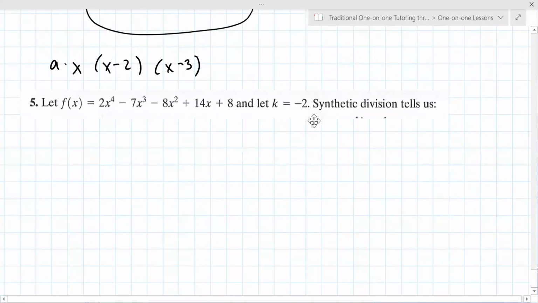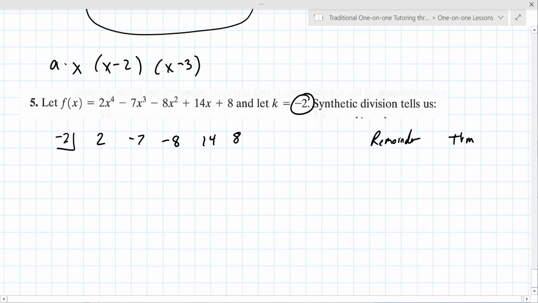All right, so there's this thing called the remainder theorem. Maybe you saw that in class. The remainder theorem basically says that whatever the remainder is, that's the output when you put that number into the function. If you had a calculator, you would just put that number in and get the output. But since you don't have a calculator, you use synthetic division. So the -2 goes in the box, and then you put the coefficients there: 2, -7, -8, 14, and 8. And if the 14x wasn't there, you would put a 0 for it.